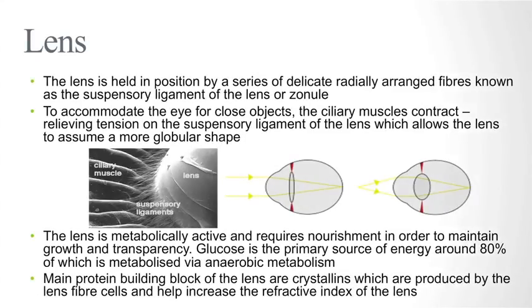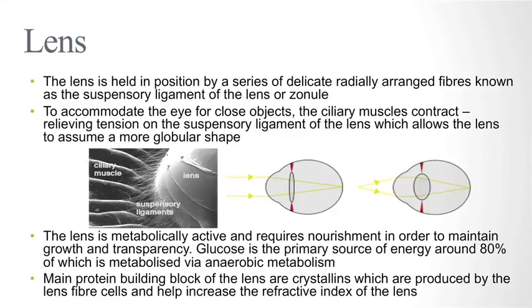The lens is held in position by a series of delicate, radially arranged fibers known as the suspensory ligament of the lens, or zonule, which arise from the epithelium of the ciliary processes. To accommodate the eye for close objects, the ciliary muscle contracts, relieving tension on the suspensory ligament of the lens, which allows the lens to assume a more globular shape.